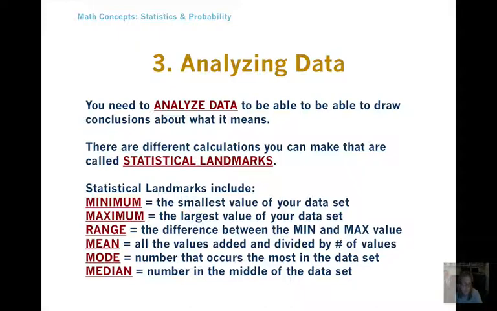And as you can read here, minimum is the smallest value in your data, maximum is the largest, and the range is the difference between those two. The mean, which you could also call your average, is what you get if you add everything up and divide by the number of values. The mode is different in that it's the number that occurs the most in your data set. And the median is the number in the middle. So if you lined them all up from left to right and counted from one side and from the other, the median would be the number in the middle.